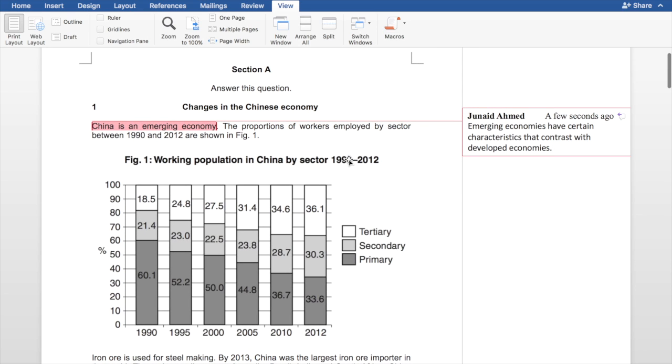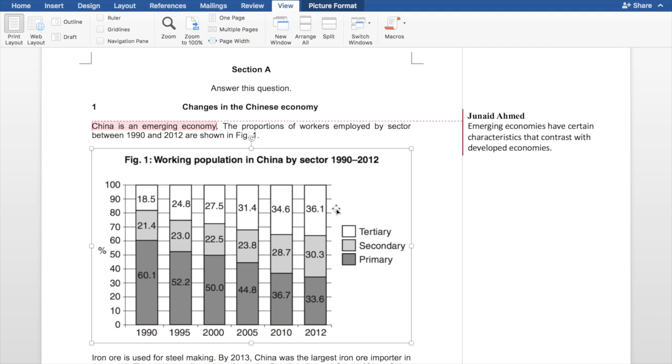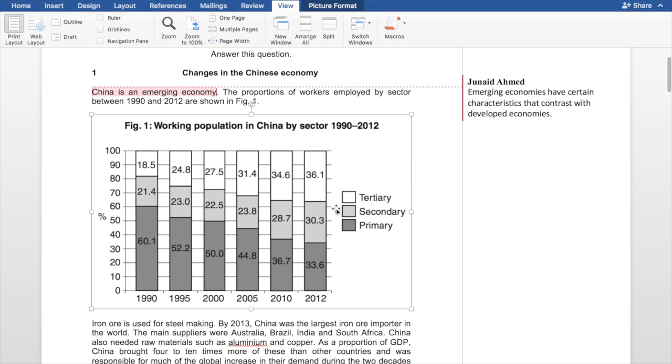Okay. So the proportions of workers employed by sector between 1990 and 2012 are shown in figure 1. So what you'll notice in all of your CIE paper 4s is that there's always going to be some kind of graphic that you need to interpret or extract information from. So you should have come across quite a few of these in your time studying. But if you haven't, go back to the past papers and see the kind of information that they present.